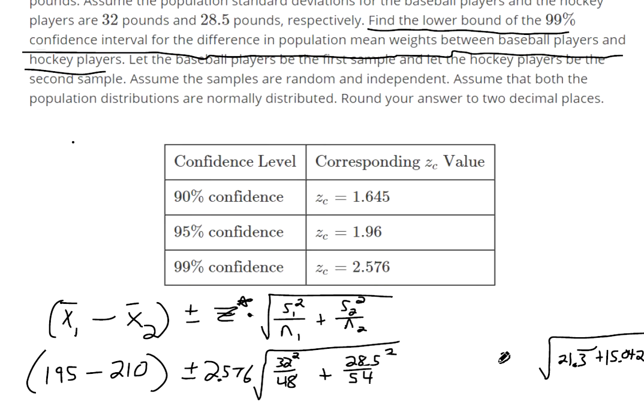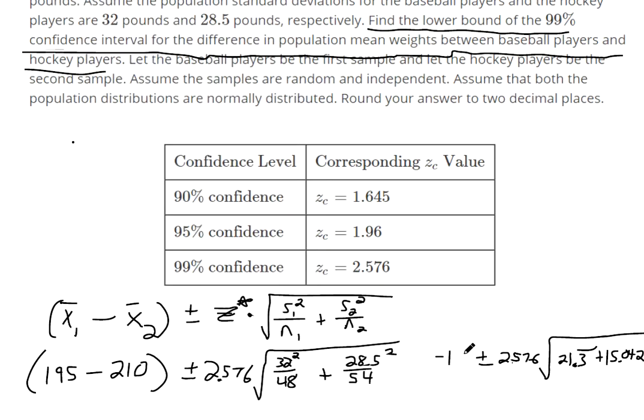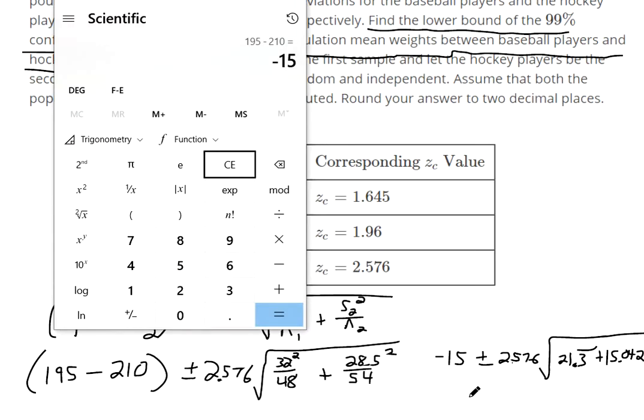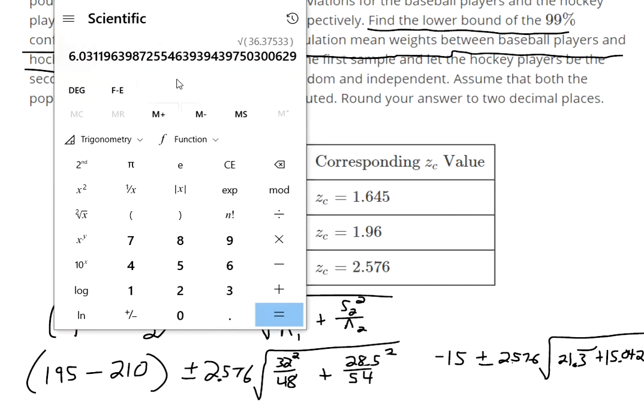And then our z-score out here is 2.576. And I guess we can do this right now too. 195 subtracted by 210. That's negative 15. Okay. And then we can simplify the square root now. So we get 21.3 repeating plus 15.042. And then we want to square root that result. And then while we're at it, we just found out that this is 6.03. So while we have that in our calculator, let's multiply that by 2.576. So we got our margin of error finally.